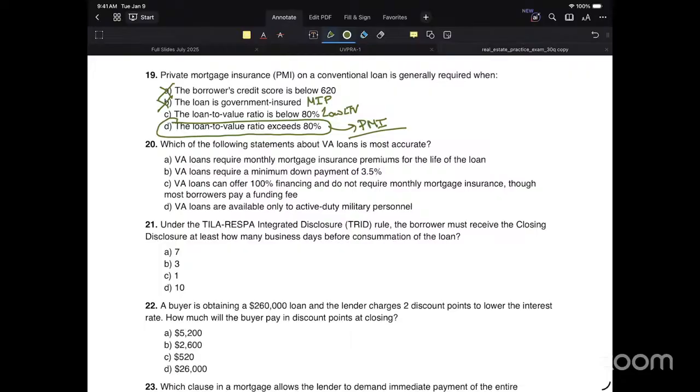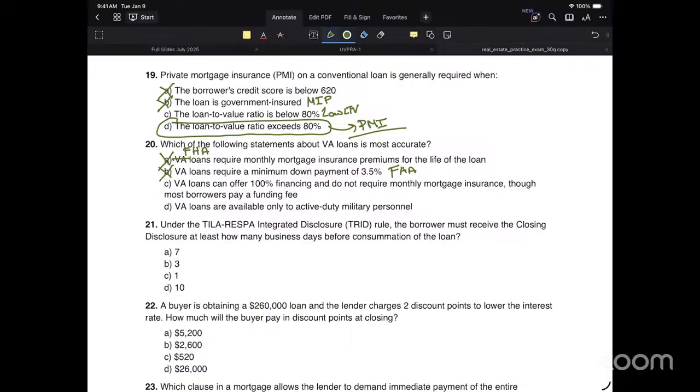All right, let's go through these one by one. VA loans require monthly mortgage insurance premiums for the life of the loan. A, no, that's not true. In fact, that wouldn't be VA loans, that would be FHA loans. So it's close, but no cigar. That's the wrong answer here. And if we were to change that VA to FHA, it'd be the right answer for another question. B, VA loans require a minimum down payment of 3.5%. No, once again, that sounds a little bit more like FHA loans, now doesn't it?